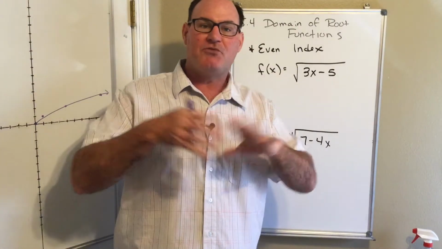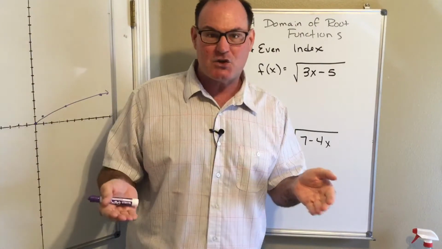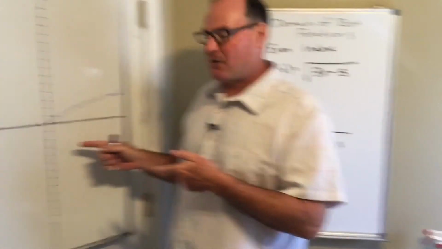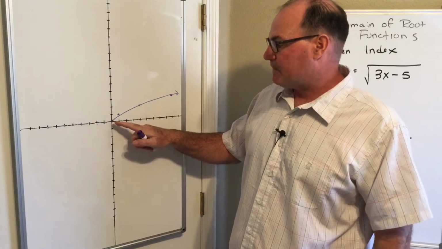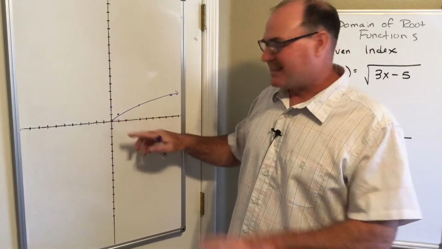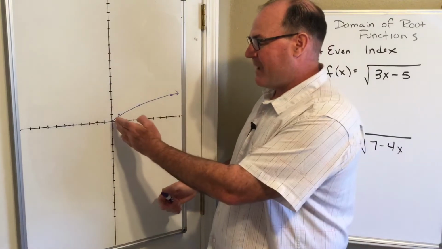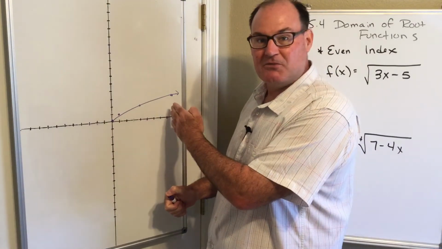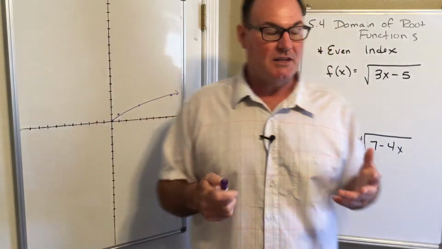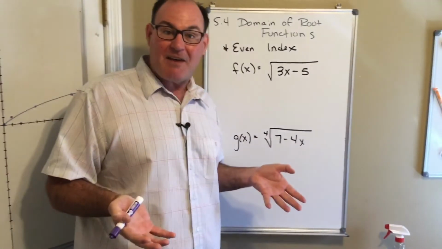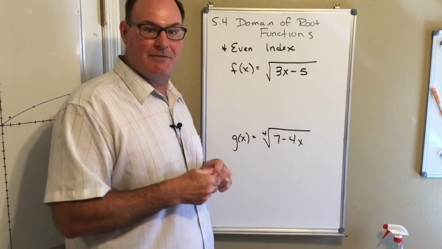I just want to refresh your memory, go back to our basic square root graph, which I have right here on this board. Notice it starts at 0. It has a limited domain, and the domain of this is from 0 to infinity, and we have talked about that extensively when we talked about our basic functions. So we're going to use that fact to find the domain of these.